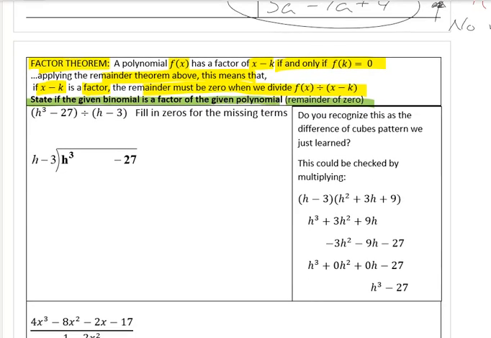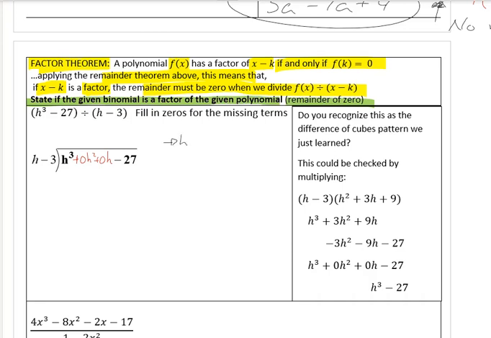So, h cubed minus 27 divided by h minus 3. Fill in zeros with missing terms. Notice how I go from h cubed straight to a constant. I'm missing the h squared and the h. So I'm going to fill those in by just putting zeros. And now I solve it the same way.